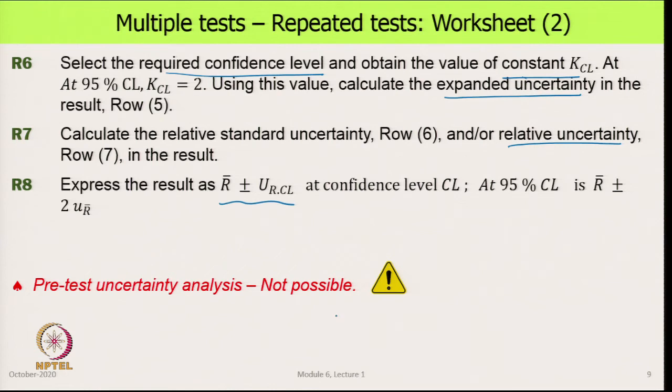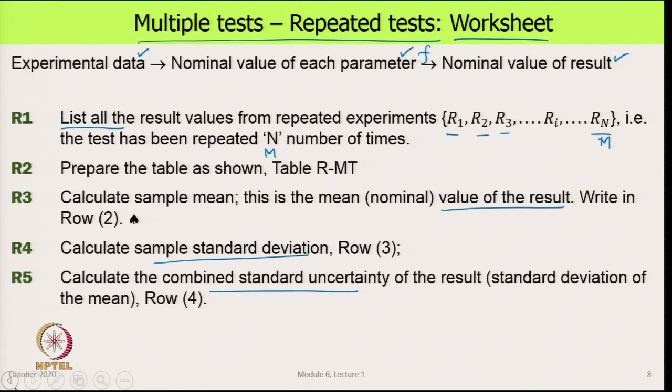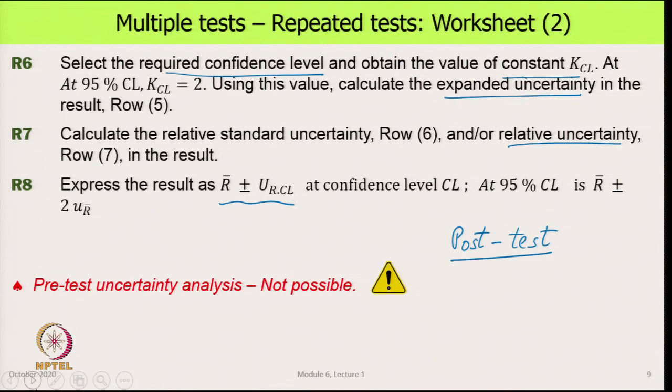Now, a word of caution here. This is all fine, but because we had data, we did the experiment many times. That means we were looking at a post-test scenario. The very first step that we had, we said we get the experimental data, which means we did the experiment. Now, what happens if we were in the pre-test stage? We have not done any experiments in the pre-test uncertainty analysis. We do not have any data.